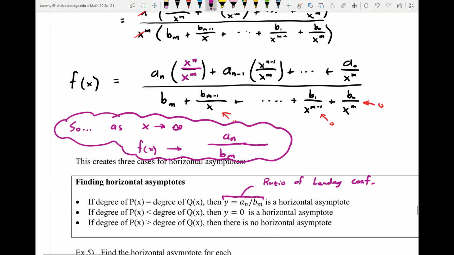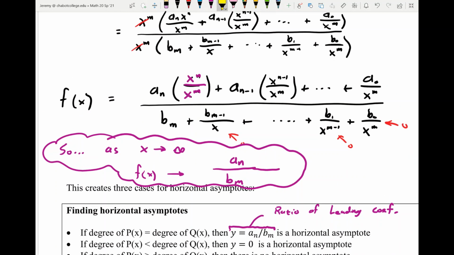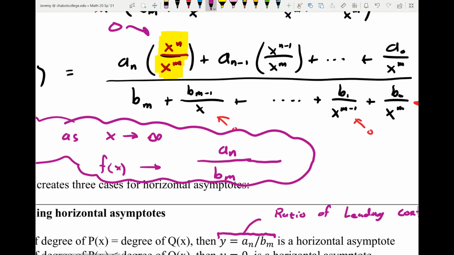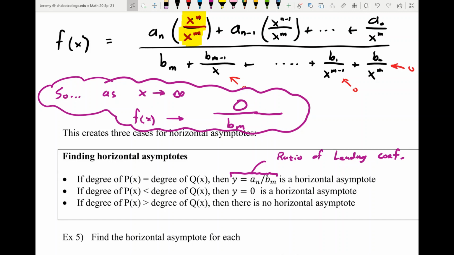All right. What if the degree of the numerator is less than the degree of the denominator? Well then, remember we're paying attention to this right here. If the degree of the denominator is bigger, then as x goes to infinity, this thing is just going to go to 0. So then, rather than having a sub n up here, we're going to get 0 in the numerator. So that's why, if the degree of the numerator is less than the degree of the denominator, y equals 0 is the horizontal asymptote.